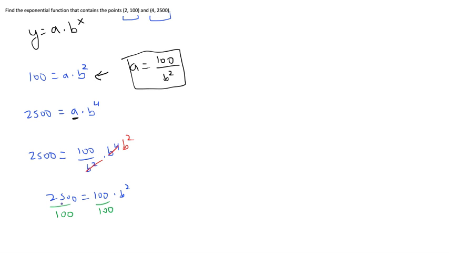So 2,500 divided by 100 is just 25. So b squared is equal to 25, which means that b is equal to 5. Okay, there we go. We found the value of b.